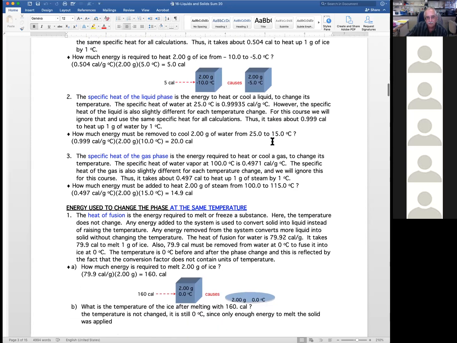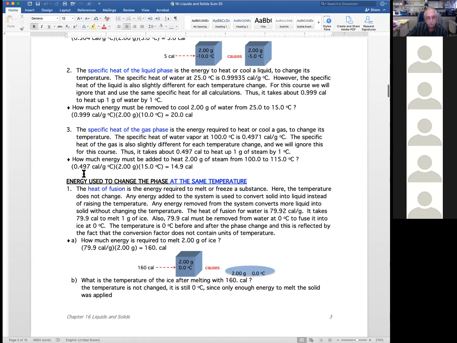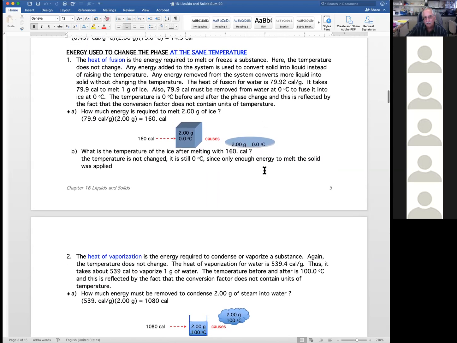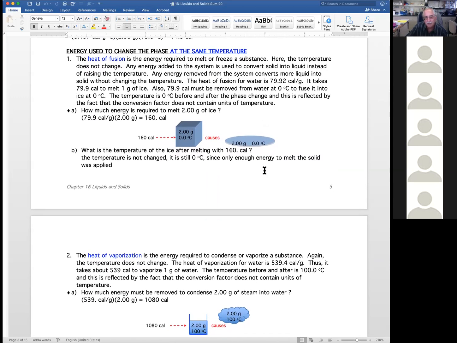So the specific heat of gas is similar, different number, but it's similar. And then what's new is we're going to look at the energy used to change the phase. And this happens at the same temperature. So we find that it takes 79.9 calories to melt 1 gram of ice. It starts off at 0 degrees. It ends up at 0 degrees. The only thing that's different is you melted it.